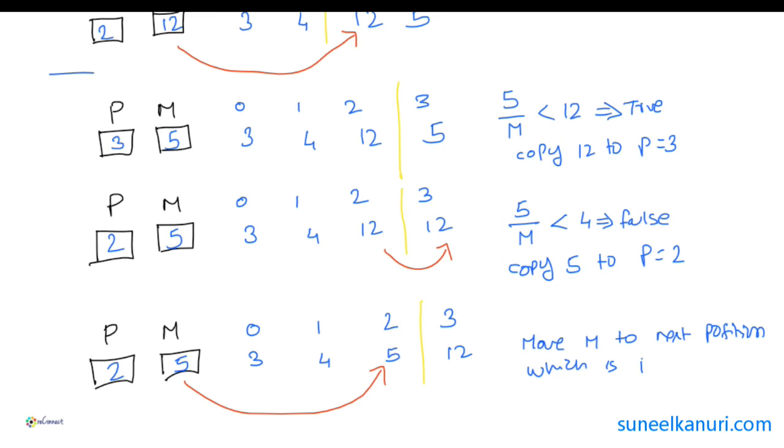So now when we try to shift our yellow line to the right, we reach the end of the array, and our P would become 4, which doesn't make sense because we crossed the limits of the array, and we got ourselves a result.